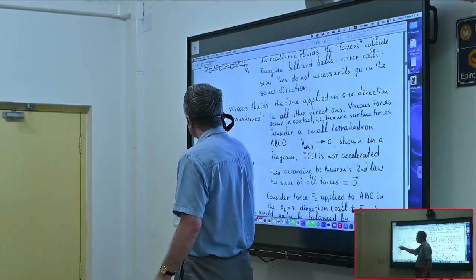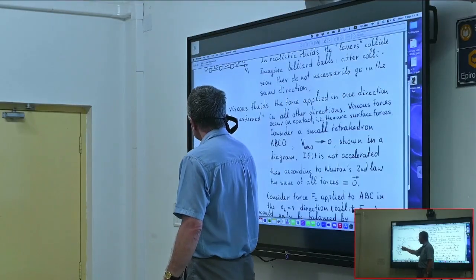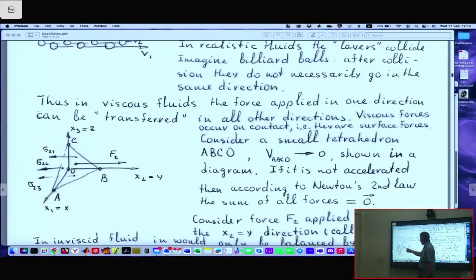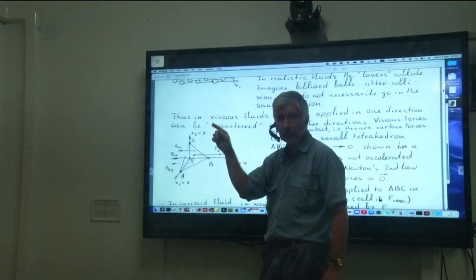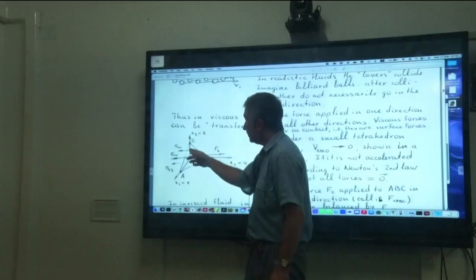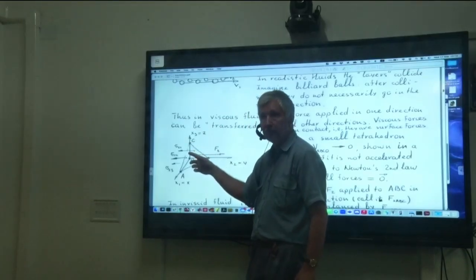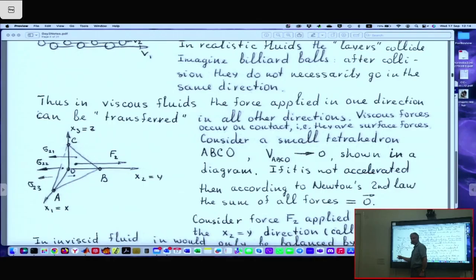Therefore, sigma 2,1 means that this is the force acting in the second direction, so this vector here. It is the force acting in the direction of y, that way. So the first index is the direction of the force. But the surface to which this force is applied is perpendicular to the x1 direction, right? So this triangle OBC has the normal which is in the x1 direction, and it experiences the shearing force in the y direction.